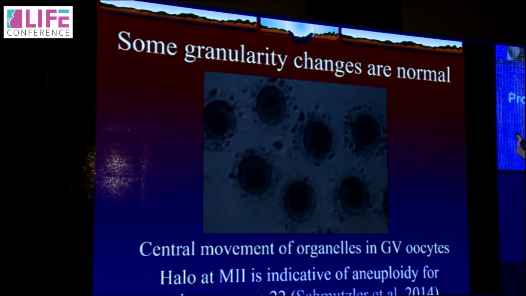Granularity changes are normal. When you have a germinal vesicle, then you should have granularity towards the center of the egg. However, if you have a metaphase II oocyte, you should never see a halo or granularity towards the middle of the egg. That's indicative of a poor egg, and you should bear that in mind when you're selecting the embryos that form from these oocytes. And of course, you should see a halo when you have 2PN. When you have a fertilized egg, the organelles are concentrating around the pronuclei, so that's a good sign, and it's indicative of a potentially good embryo.